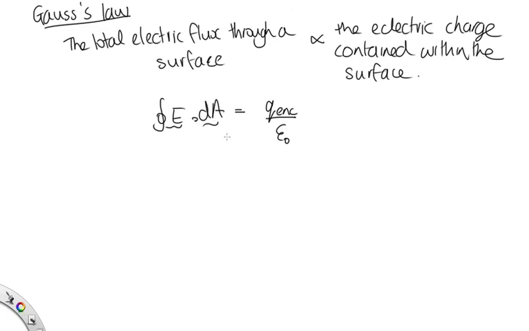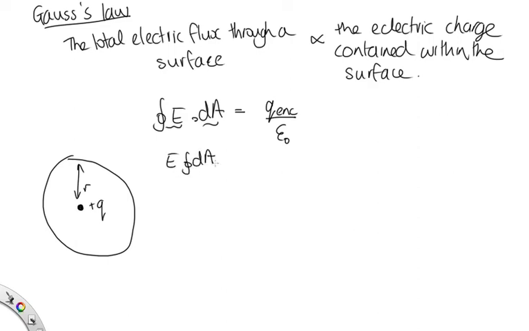So let's just use Gauss's law very quickly to work out the electric field due to a sphere with a charge plus q contained. So let's consider here a surface which is a distance r away from this charge. So we're finding the electric flux through this surface. You can see that the electric flux over the surface is going to be constant because it's always at a constant distance from the charge. So we have E times the surface integral is equal to the q enclosed, which is this q, over epsilon naught.